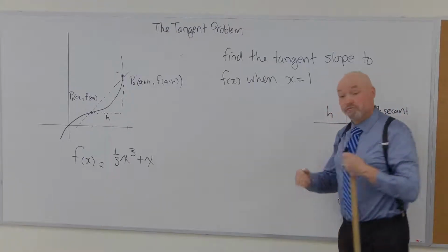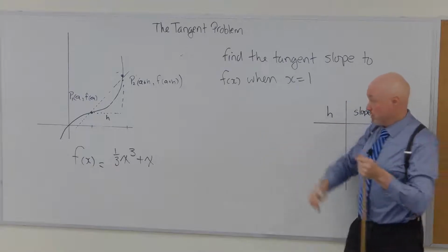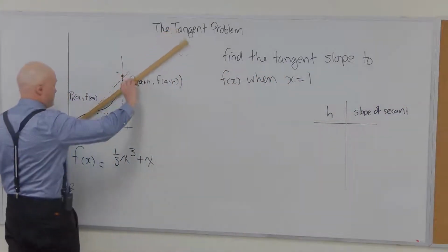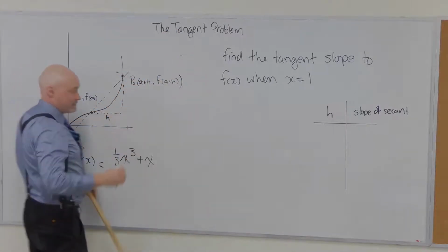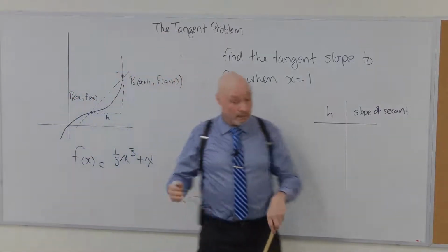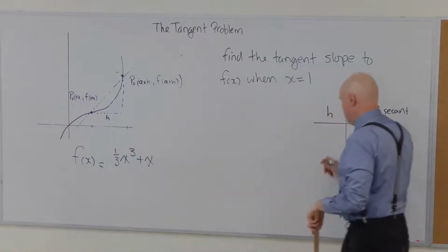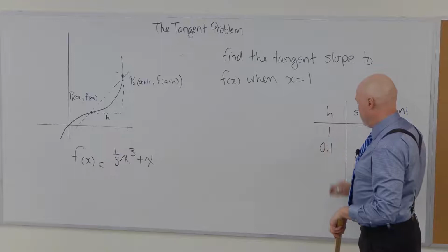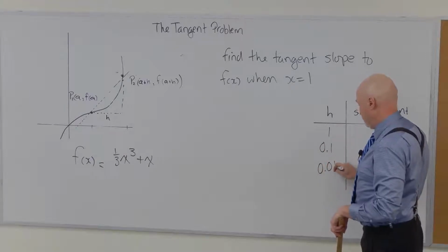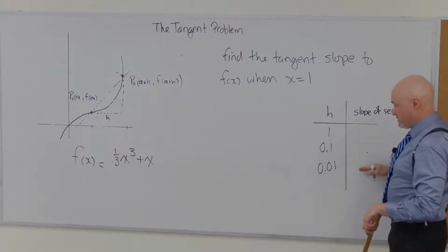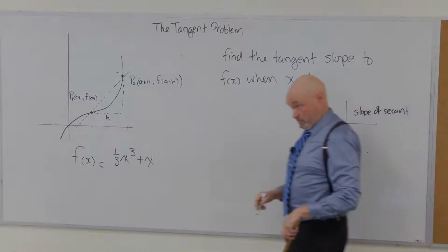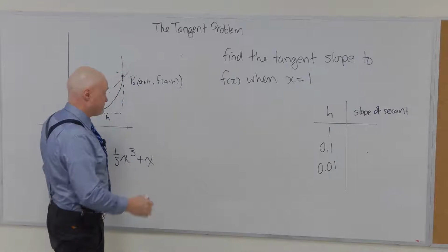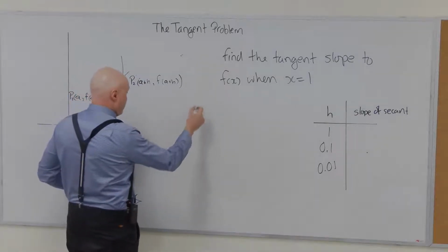And we're going to choose some values of h that are getting smaller and smaller so that we can shrink this secant down so that it's going to look more and more like a tangent. Okay? So we're going to go h is 1, h is 0.1, h is 0.01, and we're going to see what happens to the slope of our secant as we plug those numbers in. Okay? So here we go.